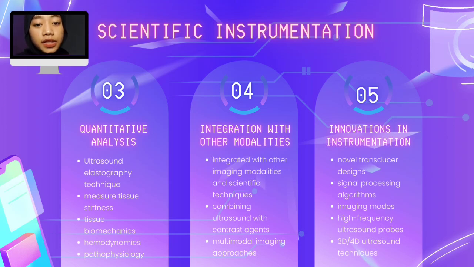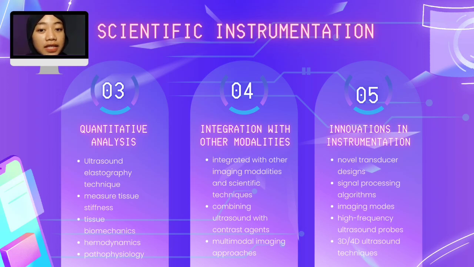Followed up is integration with other modalities. Ultrasound is often integrated with other imaging modalities and scientific techniques to enhance research capabilities. For example, combining ultrasound with contrast agents enables molecular imaging of specific cellular markers and biomolecules. Multimodal imaging approaches such as ultrasound photoacoustic imaging and ultrasound magnetic resonance imaging (MRI) fusion offer complementary information and improve diagnostic accuracy in preclinical and clinical research studies.